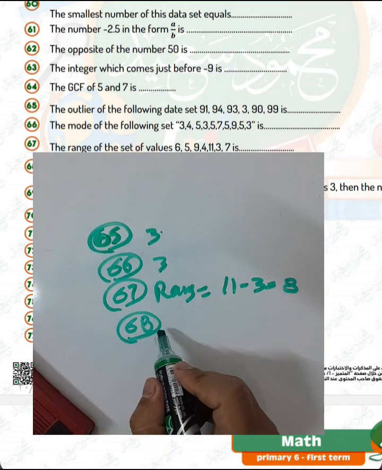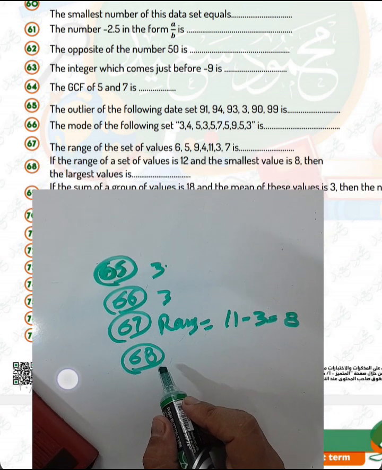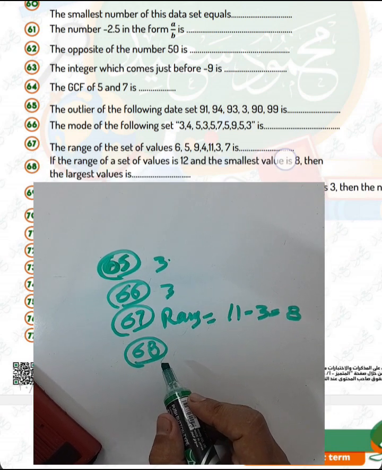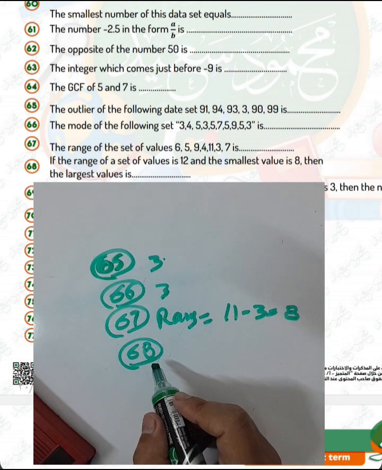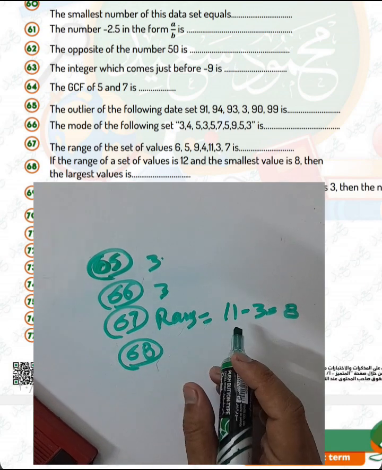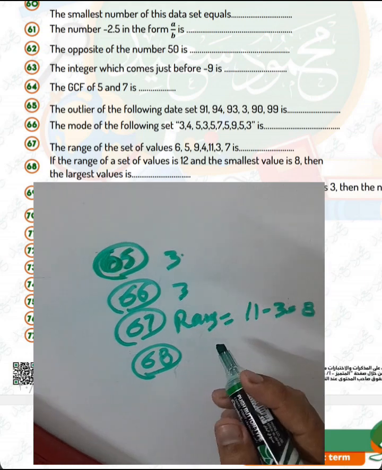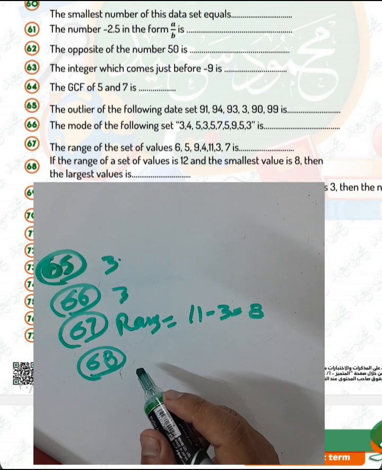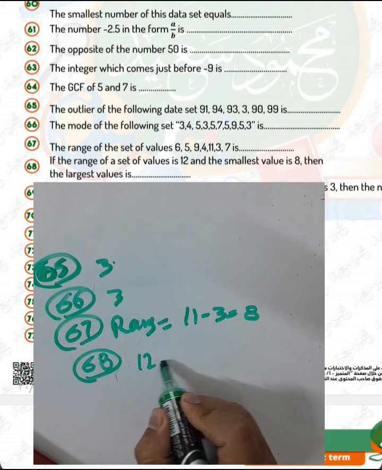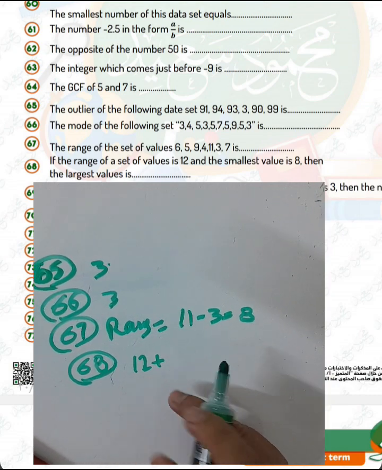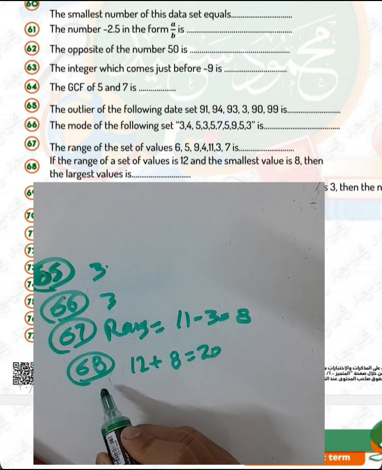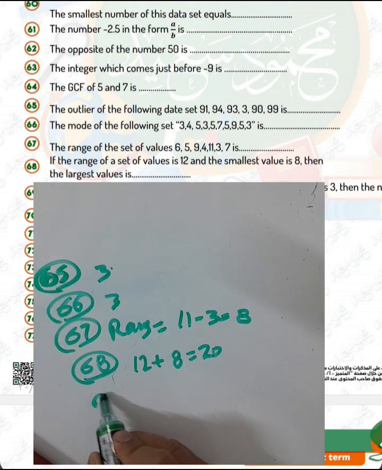Question 68: if the range of the set of values is 12 and the smallest value is 8, then the largest? To find the largest number, you must add the smallest number and the range. You must add 12 plus 8, the range and the smallest number. Okay, the result will be 20. About question 68. Question 69.